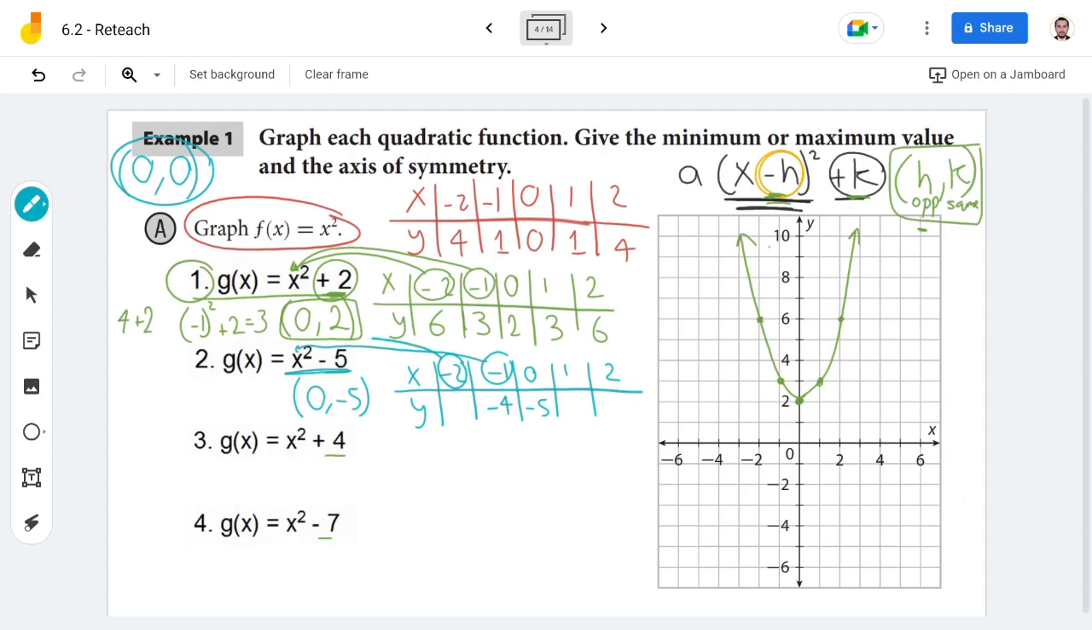Now replace -2 here. Let's do it mentally fast. -2 to the power of 2 equals 4. 4 minus 5 is -1. So do the same thing: -4, -1. Now plot your points. 0, -5 is here. Then -1, -4 is here. 1 and -4 is here. 2, -1 is here. -2, -1 is here. Then you can graph your function.